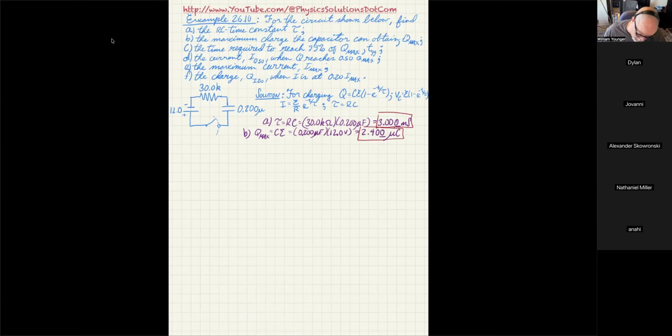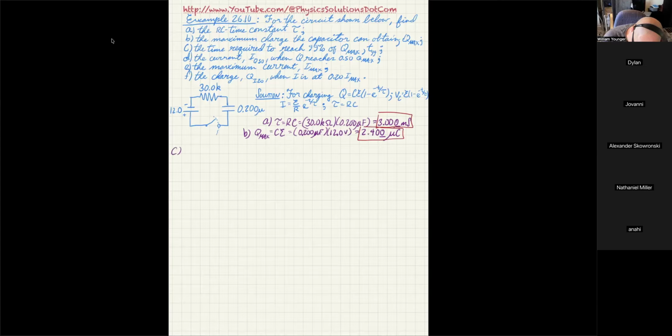Now for part C, they want to know the time required to reach 99% of Q max. And as I told you, a good fraction of this problem is about me showing you how to deal with exponents and solving these kinds of equations. So if you're a little rusty on your exponents or your exponentials or your logarithms, this is a good thing to pay attention to.